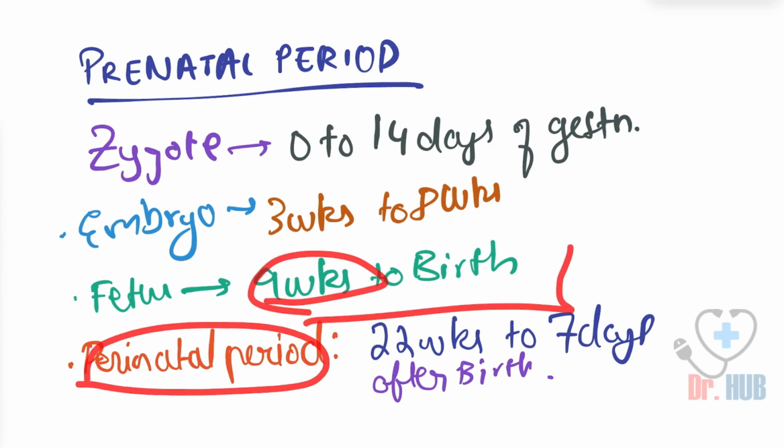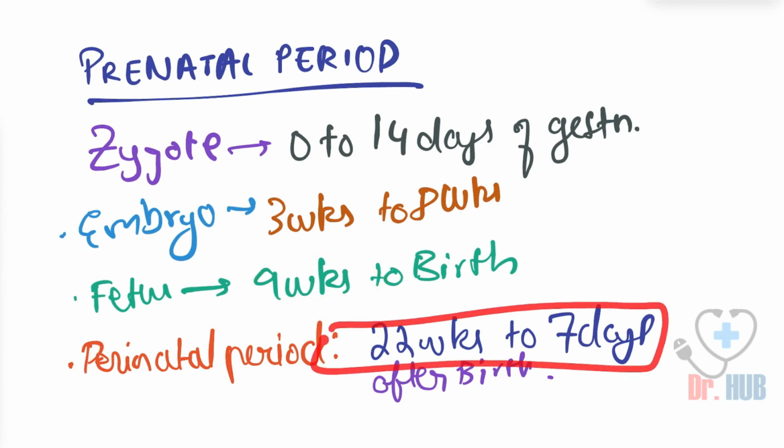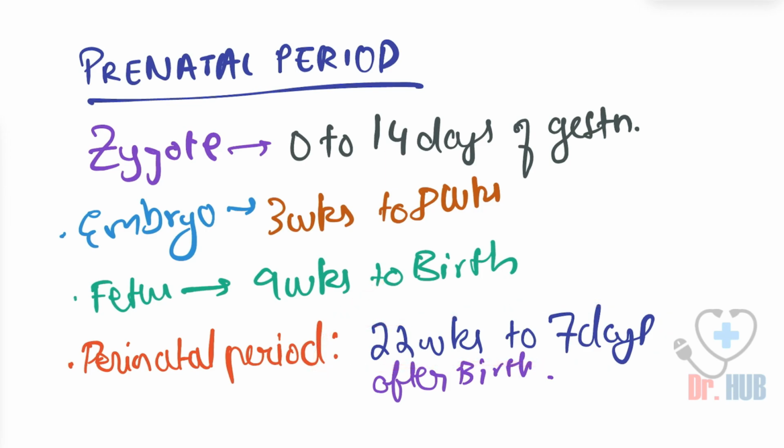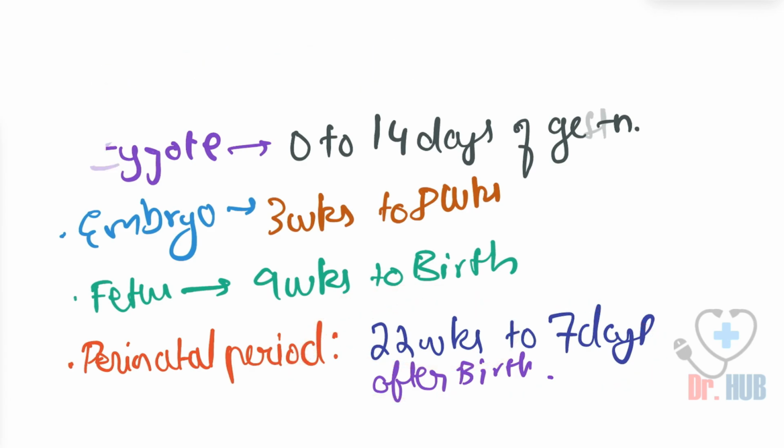The perinatal period is basically from 22 weeks. 22 weeks is from the 5th month onwards to 7 days after birth. This is known as the perinatal period. Next, we look at the postnatal period.